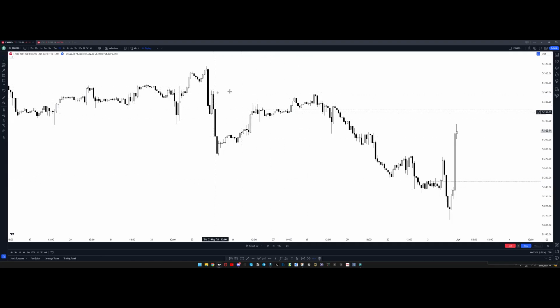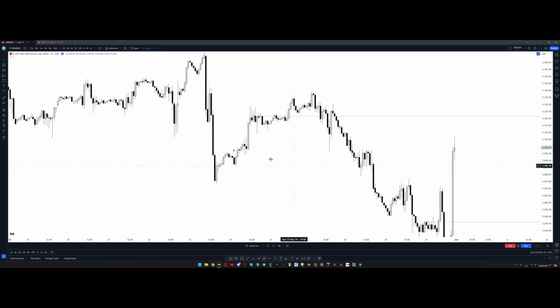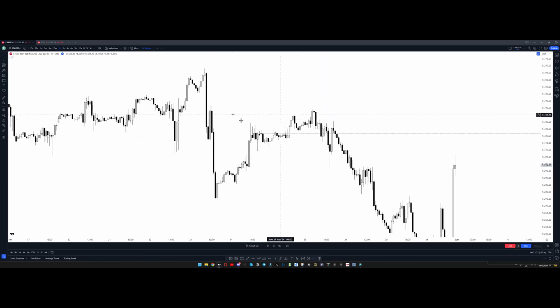Firstly, I'm going to show you this one. What most people do is, if for example we're expecting some kind of reaction from this level, me personally, I'm not going to lie, this is what I want to see. I want to see a reaction from this high. I don't care about the order block initially. I want to see a reaction from there.